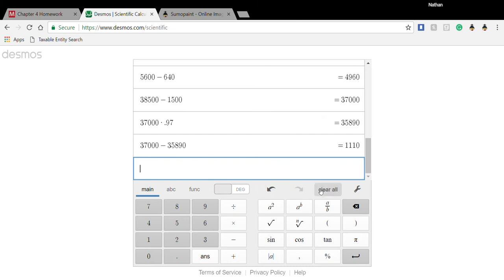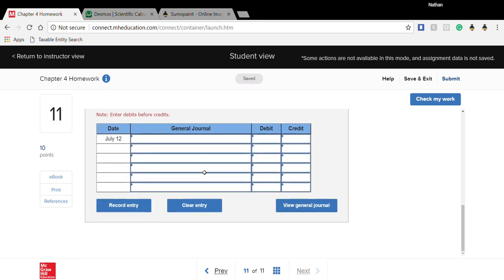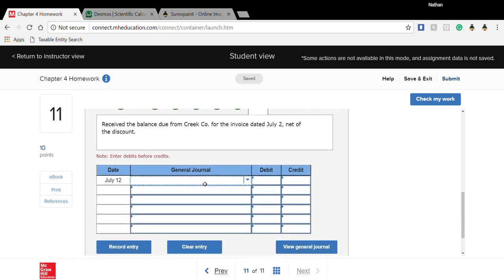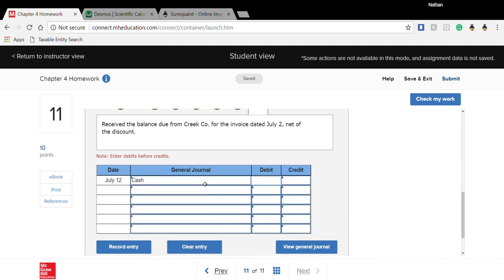In fact, let me clear out all of that and just work on this major problem. So 900, it was for 2%. So 100% minus 2%, that's 98%. Again, we only deal with decimals, so that's 0.98. So they actually paid us 882 bucks. Again, they didn't have any returns, so that's pretty much good. So with this, we know we received cash of $882.